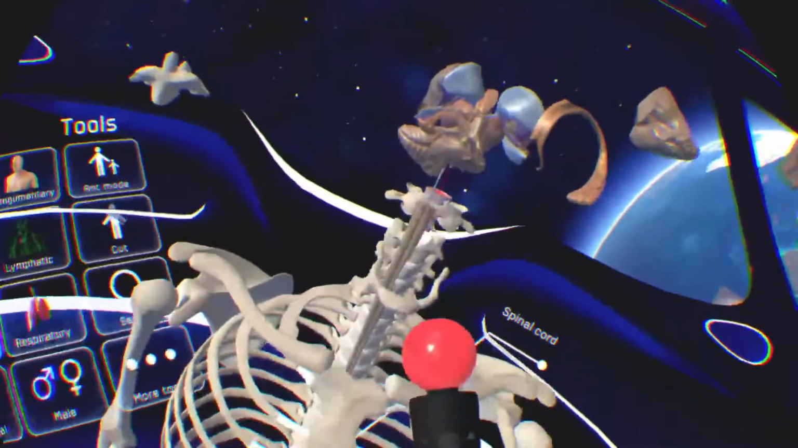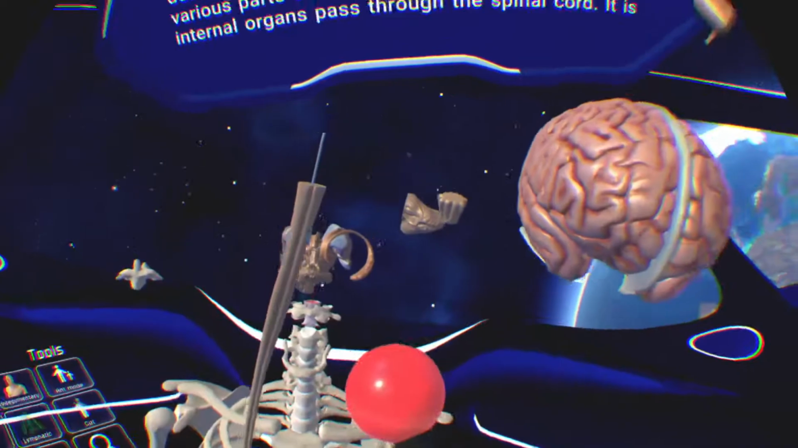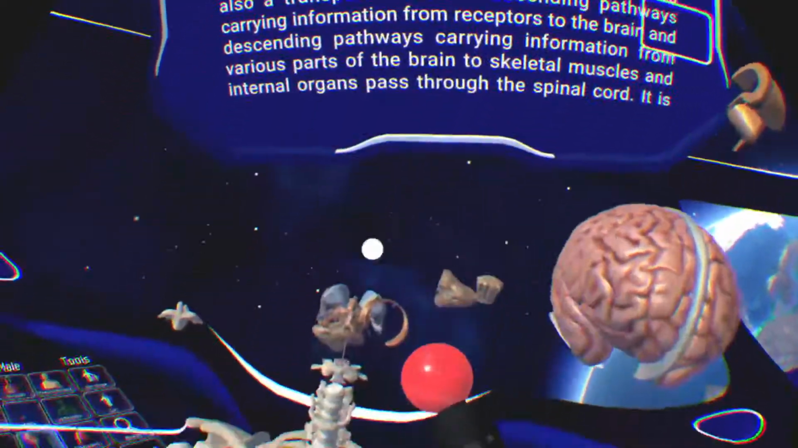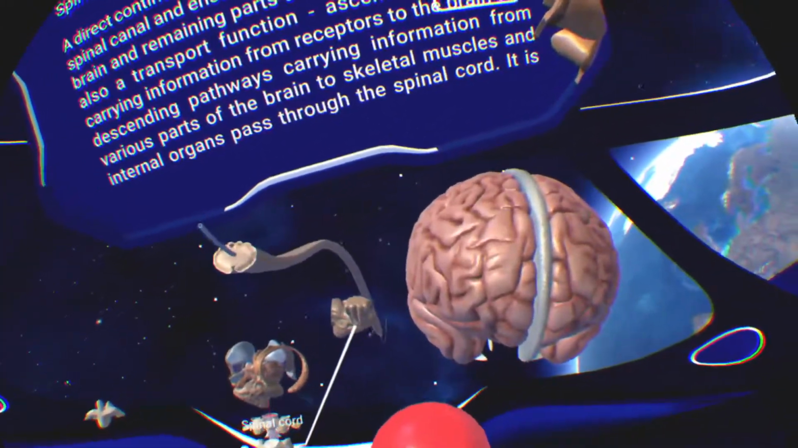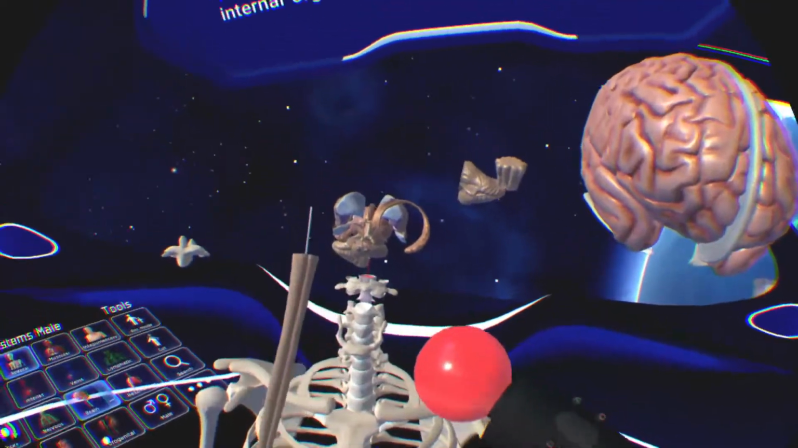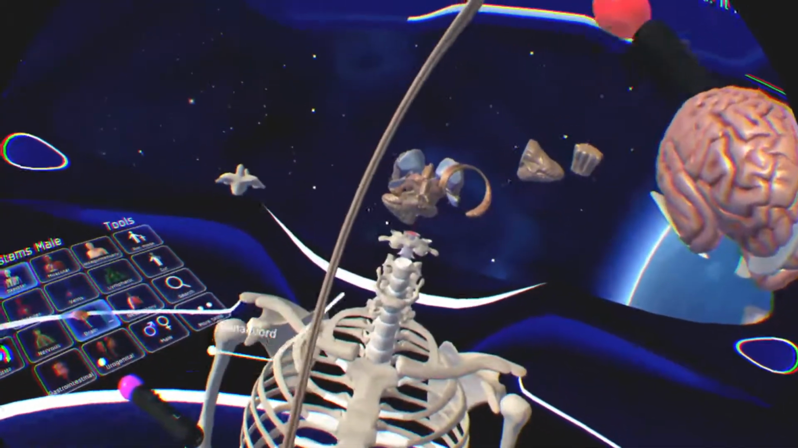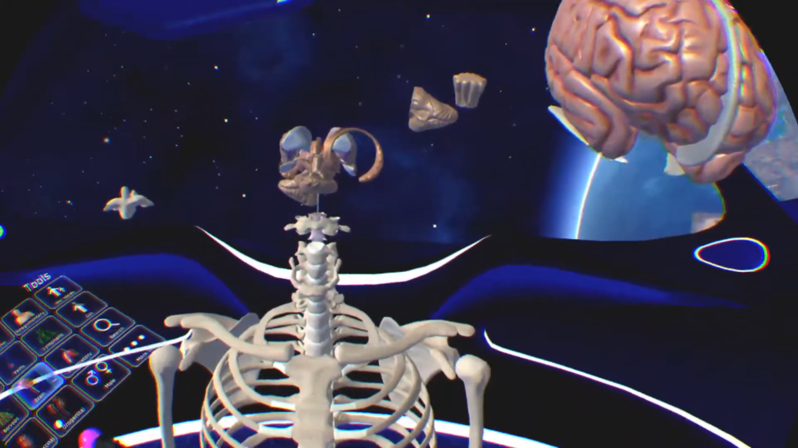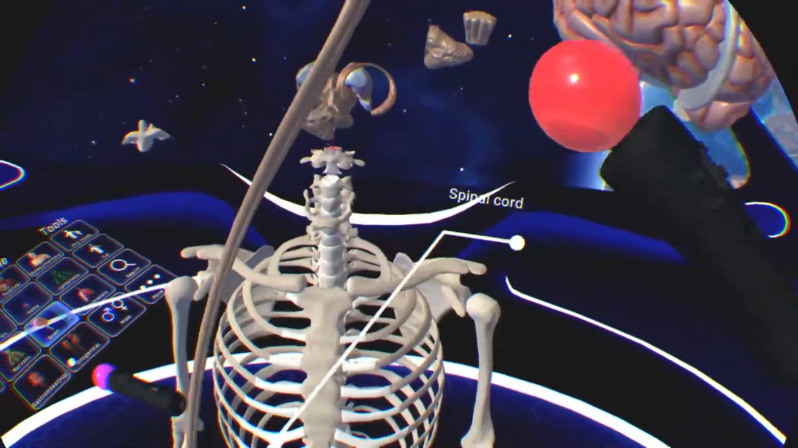Here is the spinal cord. The spinal cord is highly protected. And for this graph, it cannot show you the allocation of gray and white matter. But you can still be fascinated by how it connects all of our peripheral nervous system to the central nervous system.